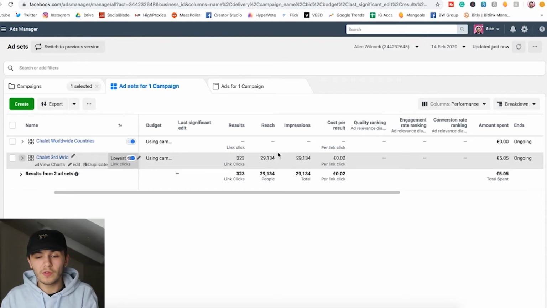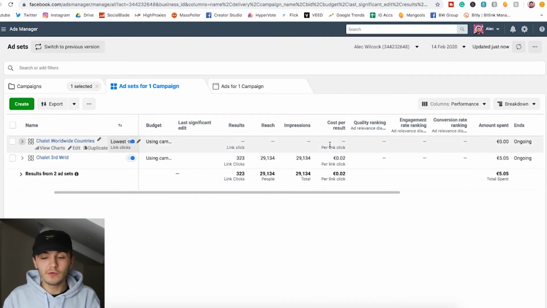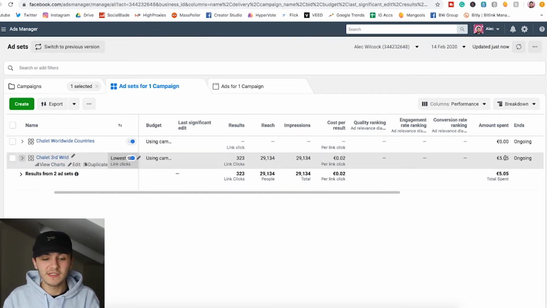Okay, so now I'm going to compare the two. So if we take a look at Chalet Third World on the 14th, it was running for a full day. So that was €5 and 5 cents. And I got a total of 323 link clicks. Here, the cost per link click was 2 cents. And this was kind of like, I should be getting at least 1 cent per click or lower. I was kind of hoping for lower in my opinion, but that's not what I got. So I reached 30,000 people, 323 link clicks.